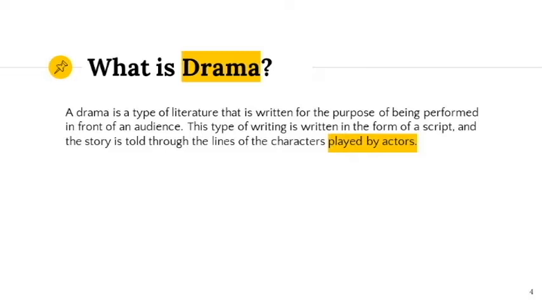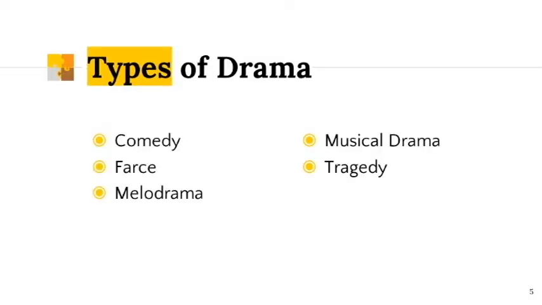There's actually more than one type of literary genre, and chances are you've seen examples of them all. So, what are the types of drama? We actually have five main types of drama, namely comedy, farce, melodrama, musical drama, and tragedy. Here are some explanations and examples of these types of drama in literature.